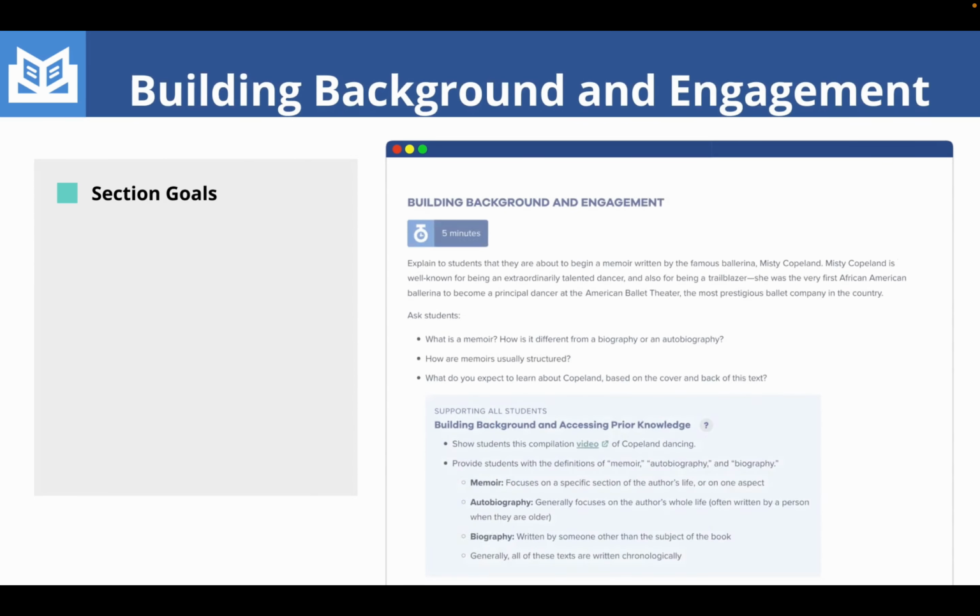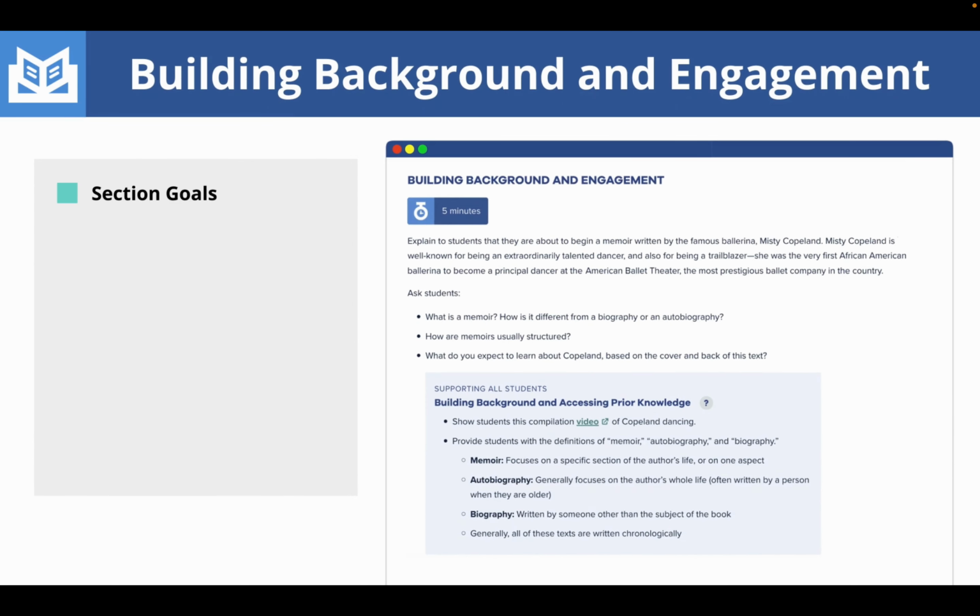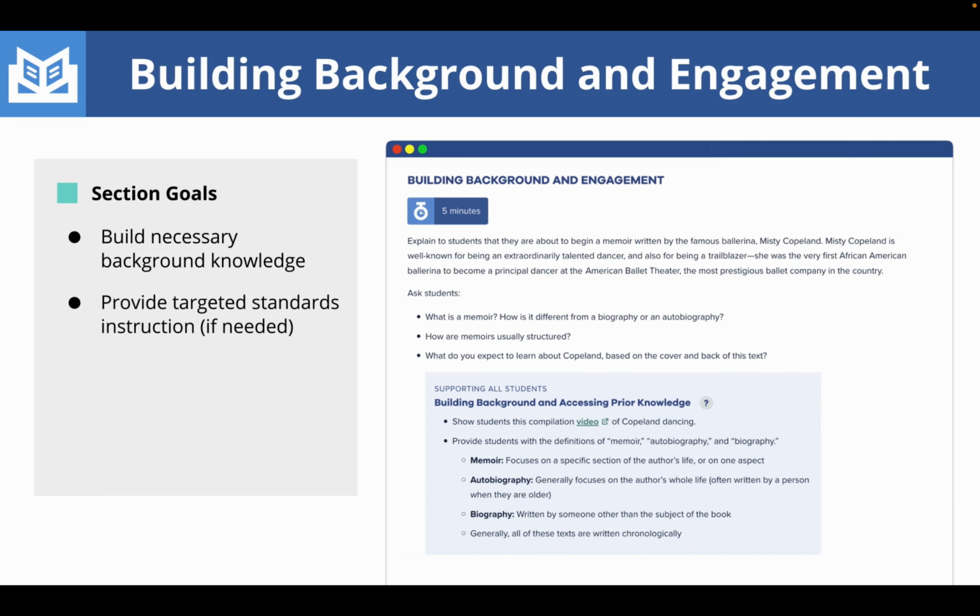The next section is building background and engagement. This is where any necessary background knowledge is taught that students will need to access the text or engage in close reading. If there's a need for instruction in the core standards of the lesson, this is also where it happens. You'll notice that this section includes supporting all students boxes. This is where teachers can find suggested student supports.